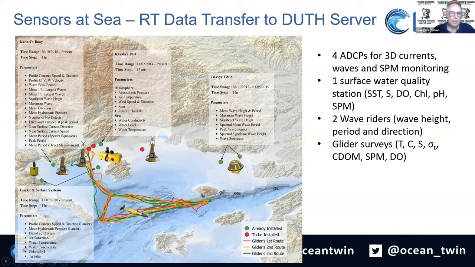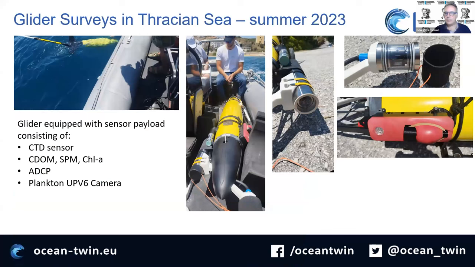We have water quality sensors. And also we perform several missions in the sea using a glider equipped with a series of sensors like CTD, chlorophyll, CDOM, and we also use a novel camera which collects an understanding of the phytoplankton and zooplankton in its increment of the water column. So here you see the glider. We worked with it several times. But this is a new payload, so the CTD, the CDOM, the SPM, the chlorophyll, ADCP data for the currents, but also a UVP6 camera for plankton, phyto and zooplankton.